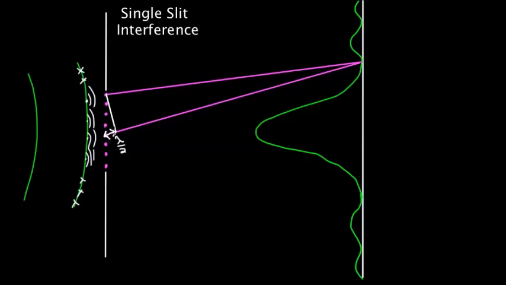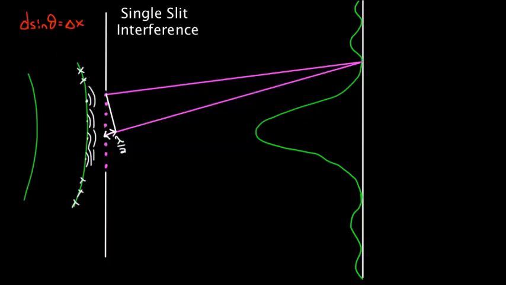And what's the relationship between the angle that this is at on the wall compared to the center line? Well, we already figured that out. Remember, that relationship was d sine theta equals the path length difference between these. That we derived. The screen had to be very far away compared to the width of the hole. But that relationship still applies. What would d be in this case?